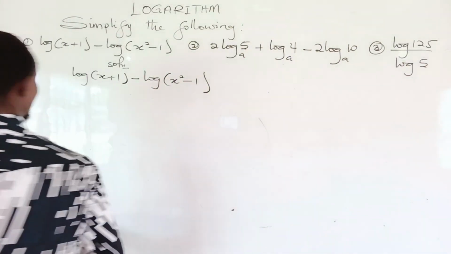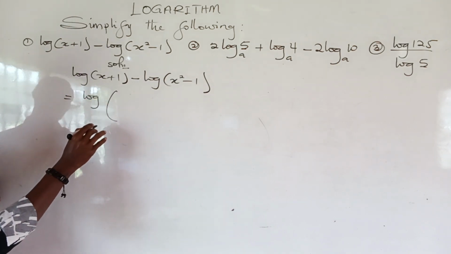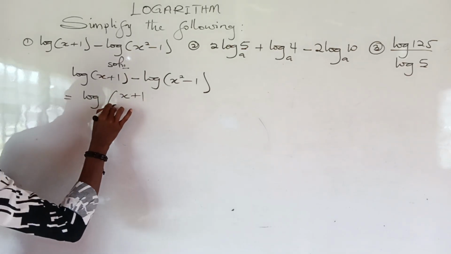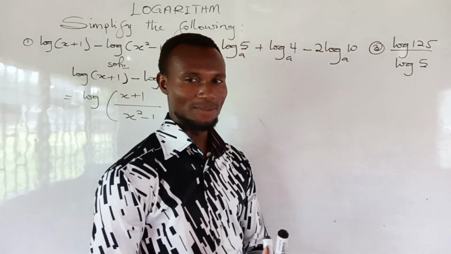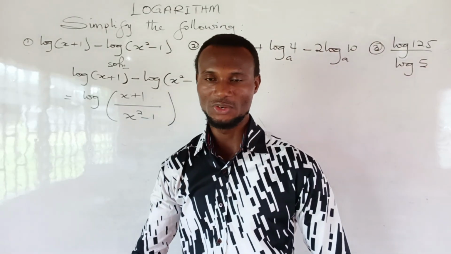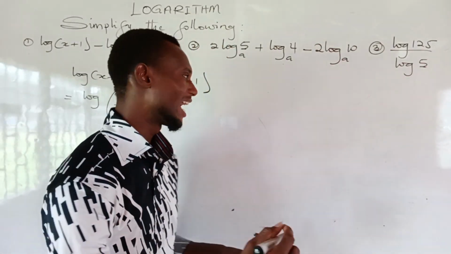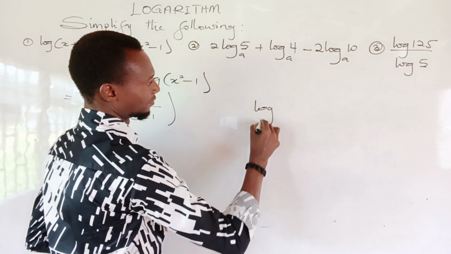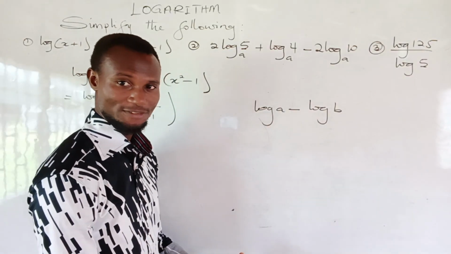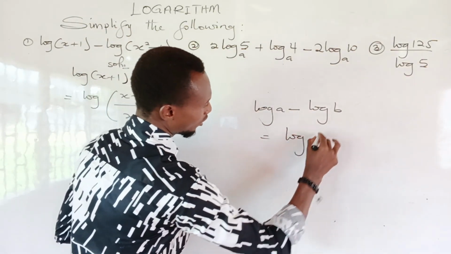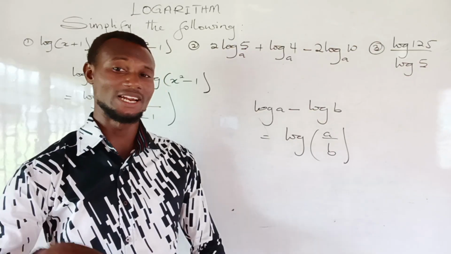So let's go ahead and do that. I'm going to rewrite this one as the log of s plus 1 over s squared minus 1, and I hope you understand up to this point. Now, in the previous videos, we've already established the quotient rule, and the quotient rule says that having, let's say, log a minus log b, it can be written in division form as the log of a over b. That is the quotient rule that we've explained a lot in the previous videos.